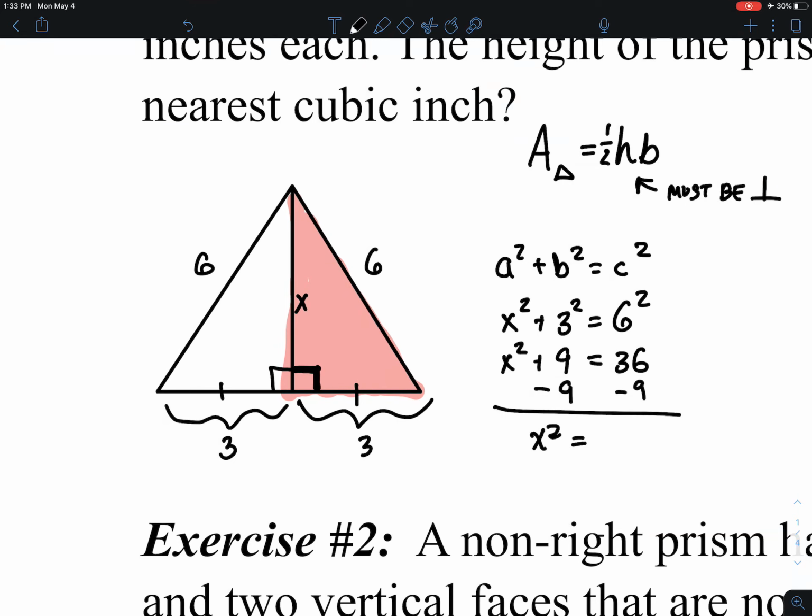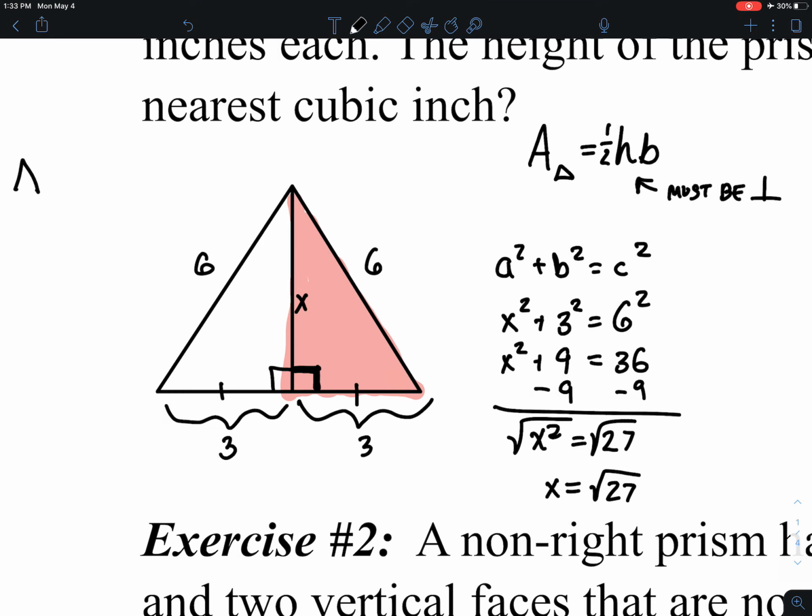and we get x squared is equal to 27, which we'll take the square root of and eliminate or reject the negative value that we get and only keep a positive one because we can't have a negative length. So x is equal to the square root of 27. All right, so we know the height of the triangle now.